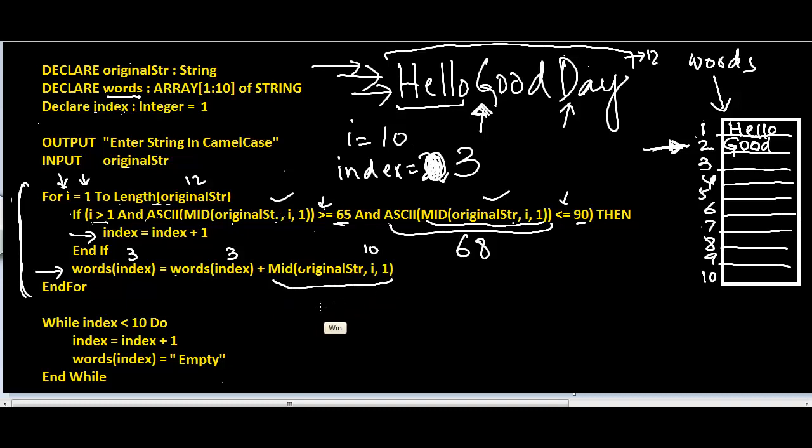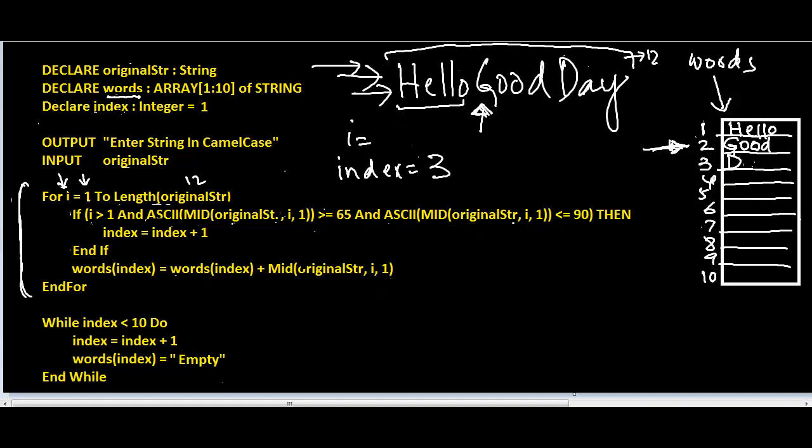So what's going to be returned here is capital D plus whatever is already stored in words of 3, and as we can see here, words of 3 is empty right now. So this D is basically not going to be joined to anything because there is nothing in words of 3. So this capital D is going to be saved in words of 3.